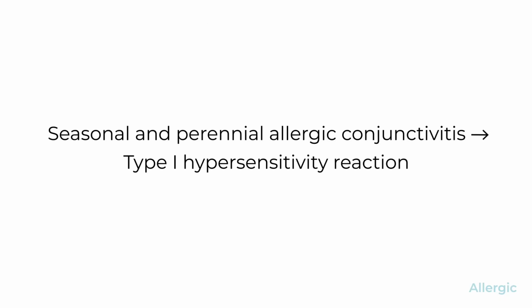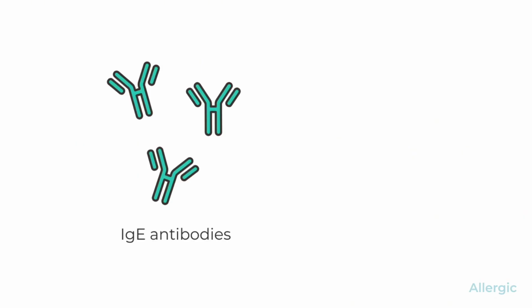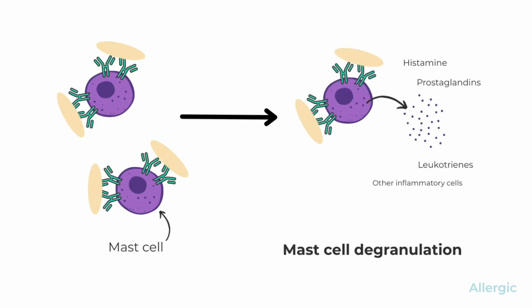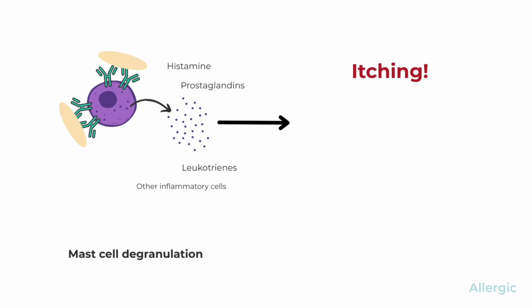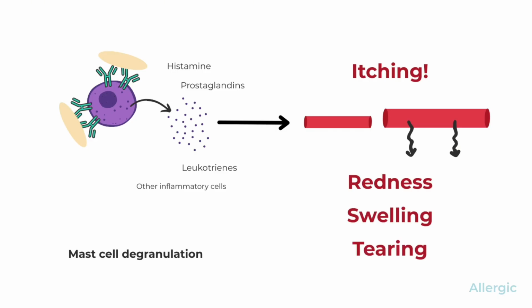Seasonal and perennial allergic conjunctivitis is a type 1 hypersensitivity reaction mediated by IgE antibodies. Upon re-exposure to an allergen, IgE antibodies bound to conjunctival mast cells triggers mast cell degranulation, releasing inflammatory mediators like histamine in the early phase. This leads to itching, vasodilation, and increased vascular permeability, causing redness, swelling, and tearing. In the late phase, eosinophils and other inflammatory cells are recruited, contributing to prolonged inflammation.